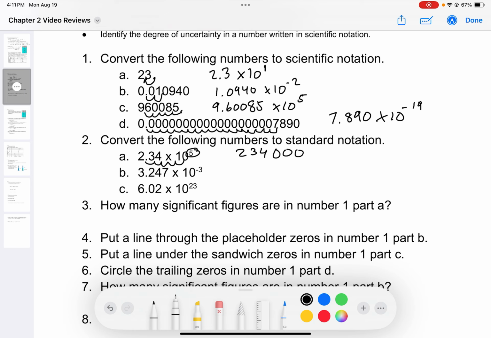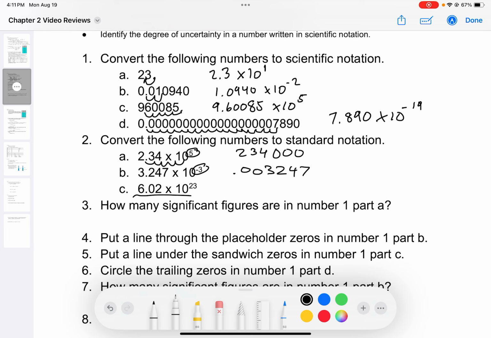Then for letter B, notice my exponent is now a negative 3. Well, when it's negative 3, I have to move it back to the left. It's got to go back this way. So I need to move it back 3 spots. And because there are 2 zeros that I need to add in, those are going to go right there. So it's going to be 0.00, and then those numbers after it, 0.003247, just like that.